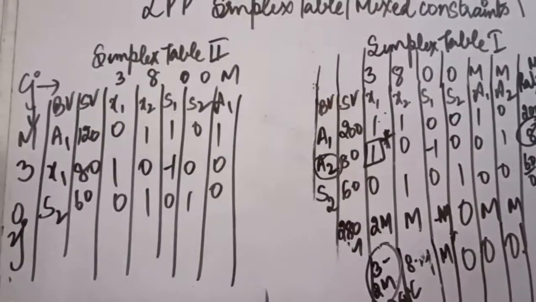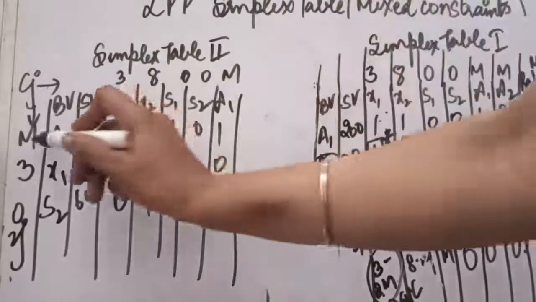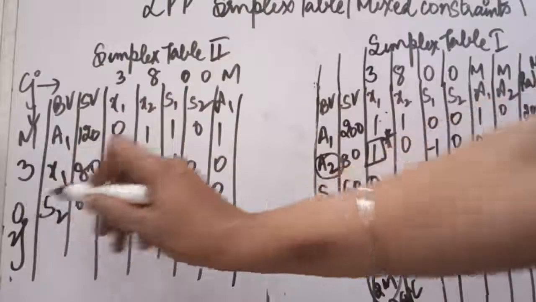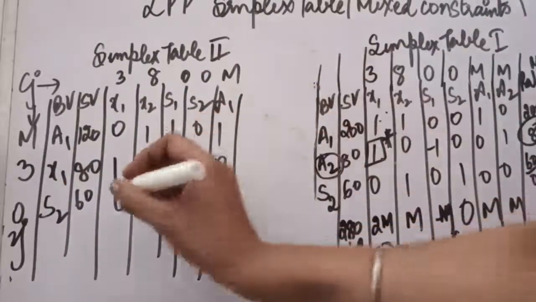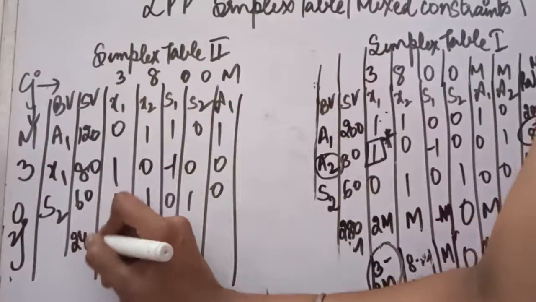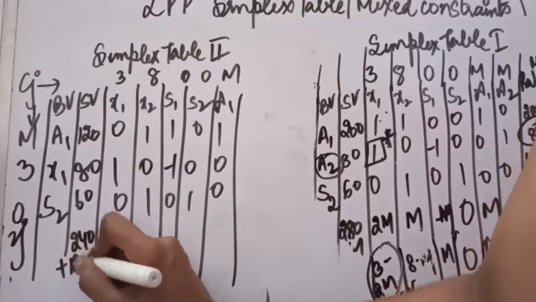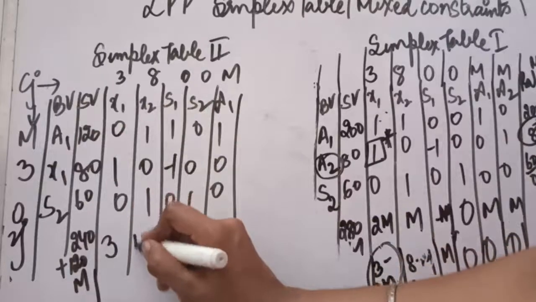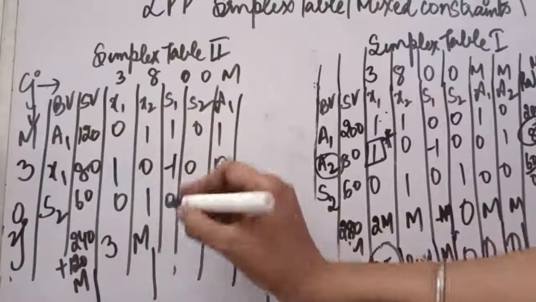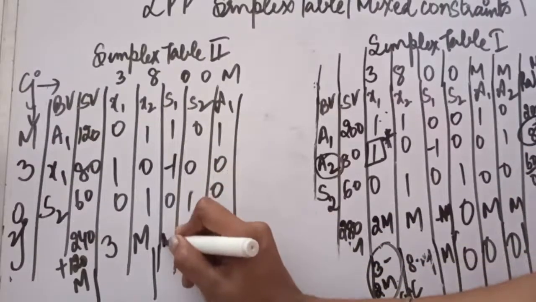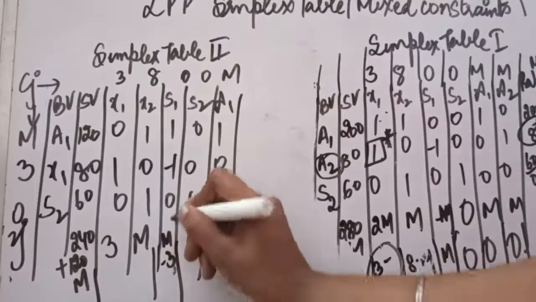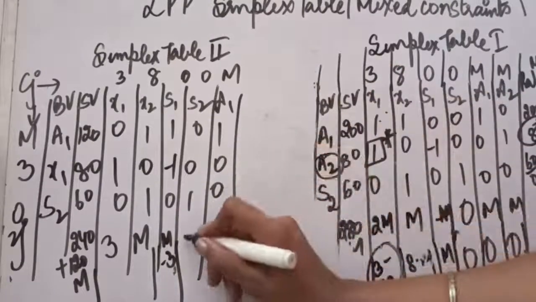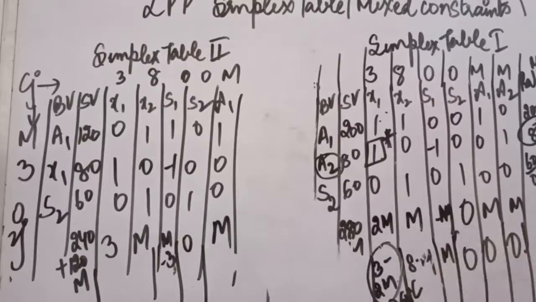How do we calculate the Zj? Outside value into inside value. This into this plus this into this plus this into this. So solving this, it will be 240 plus 120m. In the second, it will be 3, it will be m. Then it will be m minus 3, or you can write minus 3 plus m. That is also the same. It will be 0 and it will be m.